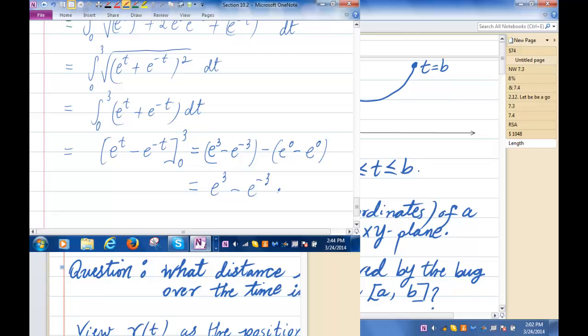Okay, I am going to stop right here. Next time we will do more on this arc length.